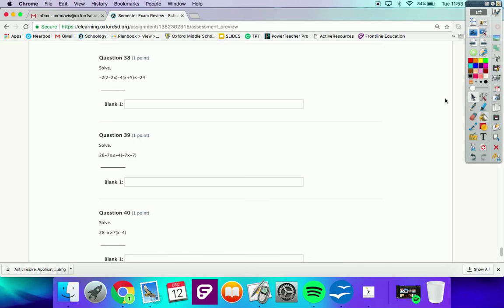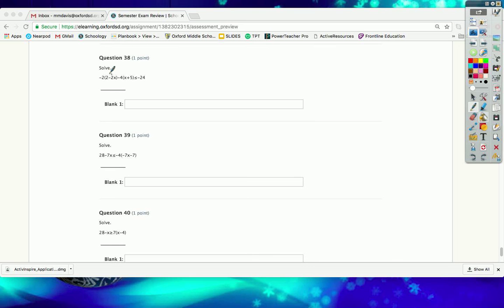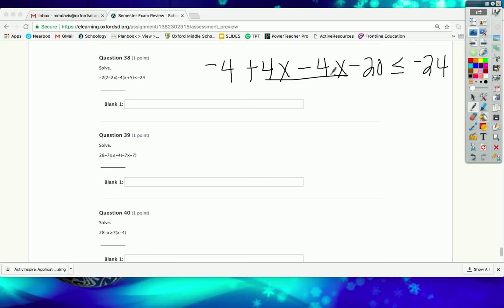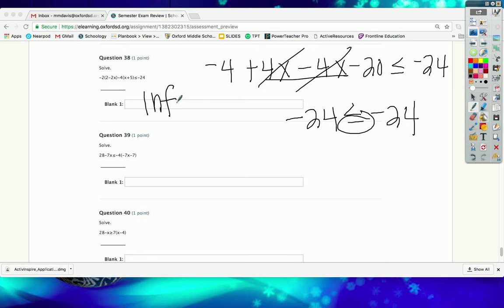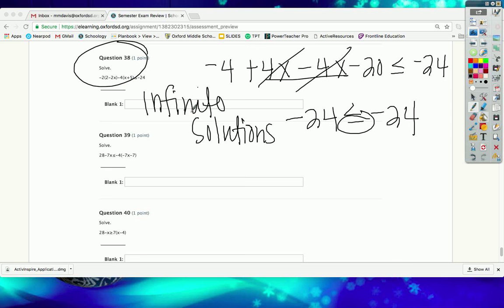Number 38, we'll distribute and clean it up. So on the first parentheses, I've got negative 4 plus 4x. Second parentheses, I've got minus 4x minus 20. It's less than or equal to negative 24. 4x minus 4x goes away. Negative 4 minus 20 gives me negative 24 is less than or equal to negative 24. Well, because there's this or equal to situation, that's a true statement, which means it is infinite solutions. That is for number 38.